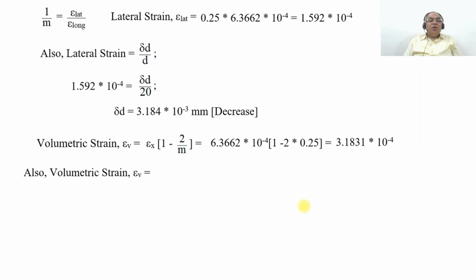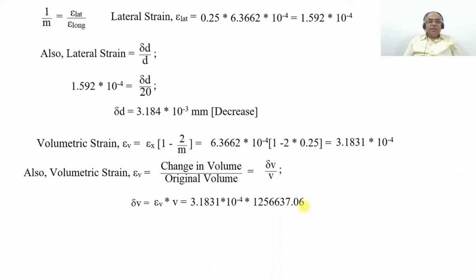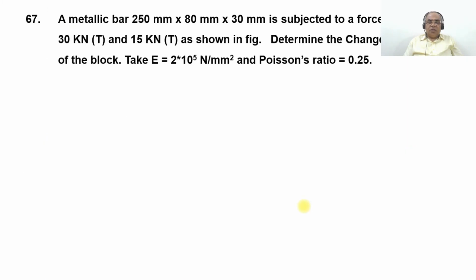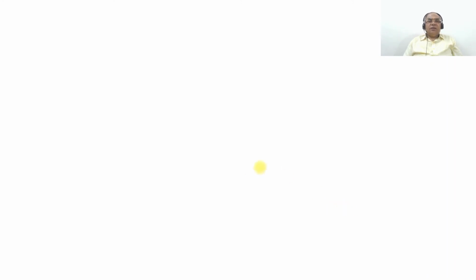Also, what do we know about volumetric strain? It is the change in volume by the original volume, which is delta V by V. So delta V will be equal to epsilon V into V. You know epsilon V, substitute that value, 3.1831 into 10 to the power of minus 4, into volume, which is pi d square by 4 into L. The value you got from that is 1256637.06. So on simplification, the change in volume delta V will be equal to 400 mm cube. Since it is positive, it is an increase in volume. So this is all. You will be able to solve this particular problem.